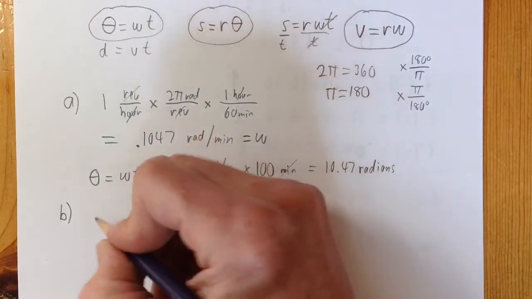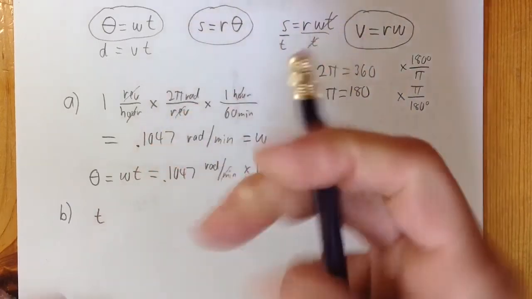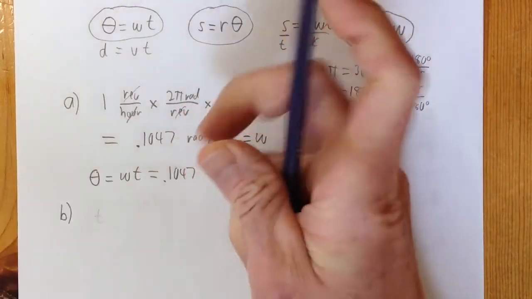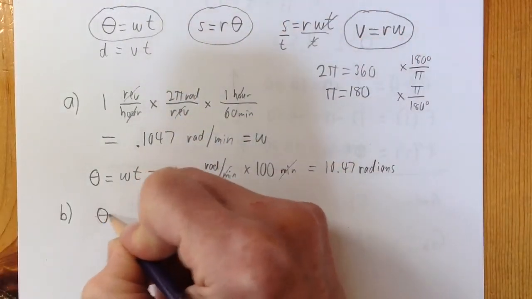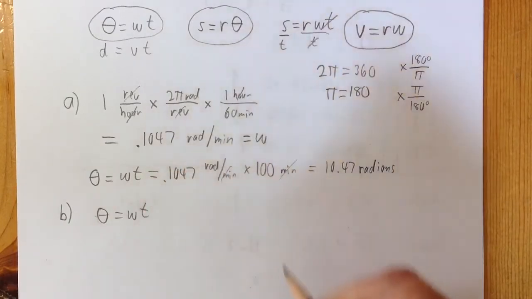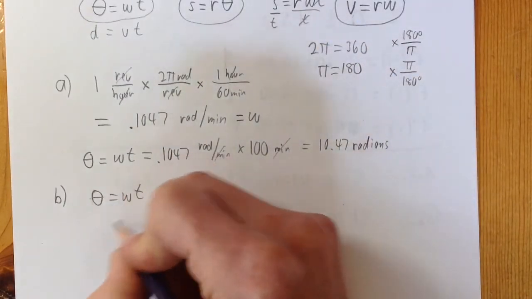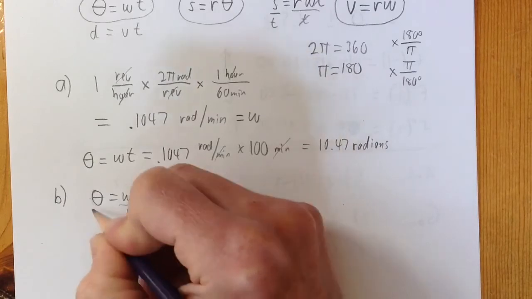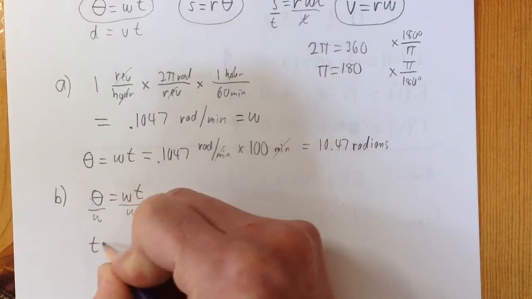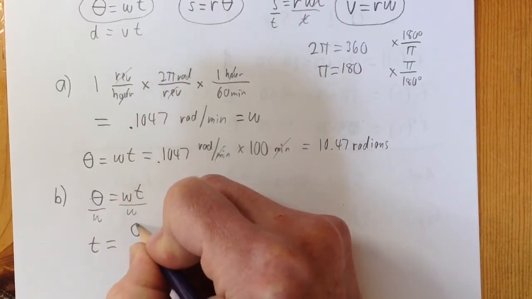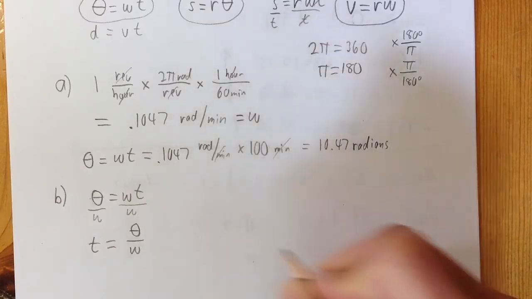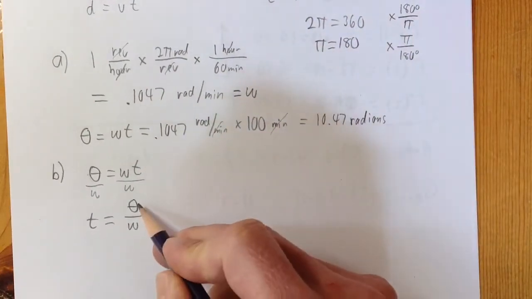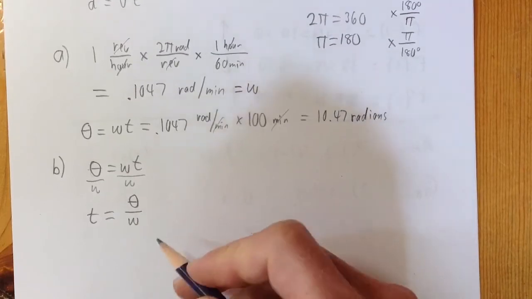So let's see. We know that the time, well, let's use our old formula here. Let me just start from scratch. So we know that theta is equal to omega t. We want t, so divide both sides by omega. So the time it takes is the angle we go divided by our angular speed, just like time it takes is distance divided by velocity. It's the same thing, right?